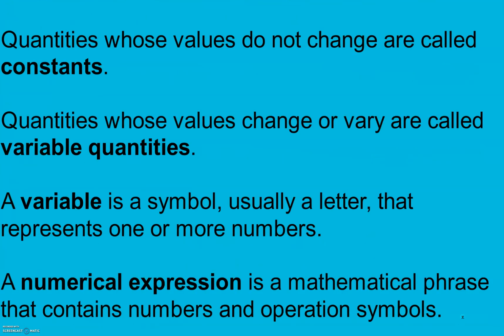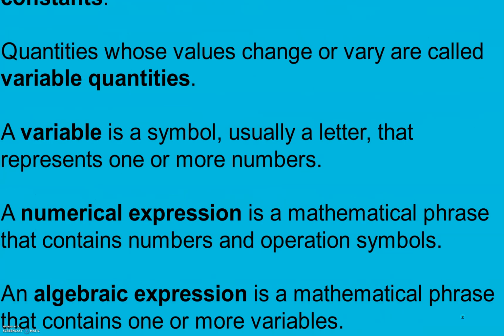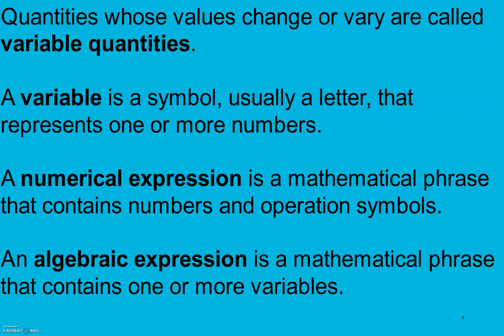A numerical expression is a mathematical phrase that contains numbers and operation symbols. So 2 plus 3 minus 4, for example, is a numerical expression. It just has numbers and operation symbols. An algebraic expression, however, is a mathematical phrase that contains 1 or more variables. So if it has a variable in it at all, it's algebraic. If it's just numbers and symbols, it's numerical.